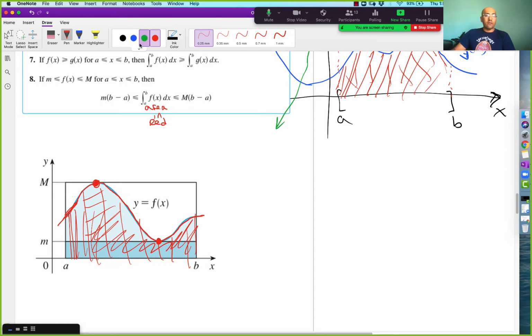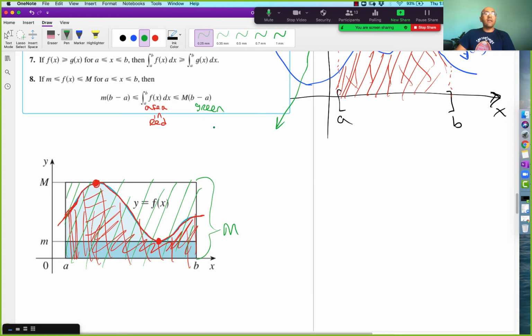So one overestimation could be to think about this giant green rectangle where the base is from a to b, and its height is this. This giant height here is capital M. So an overestimation is this giant green rectangle.